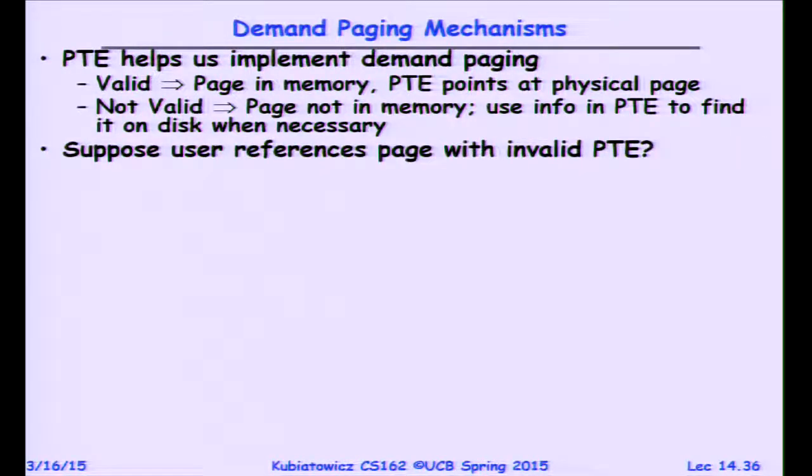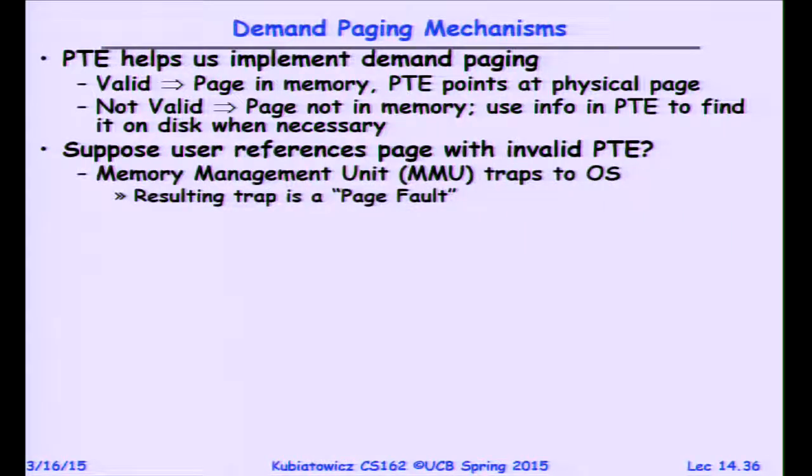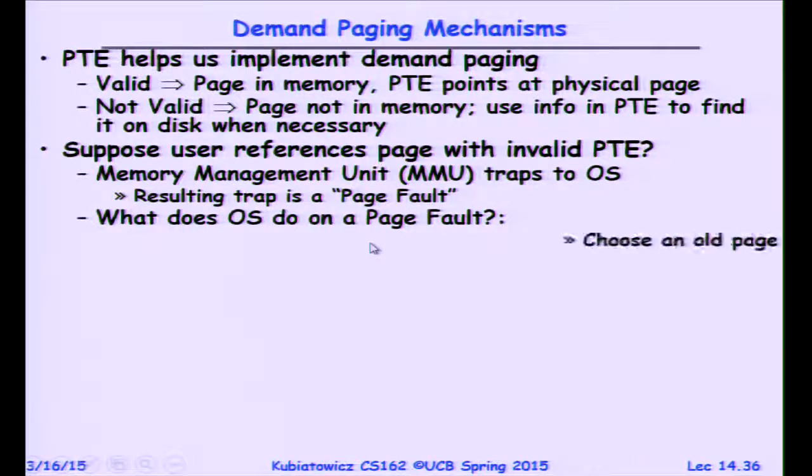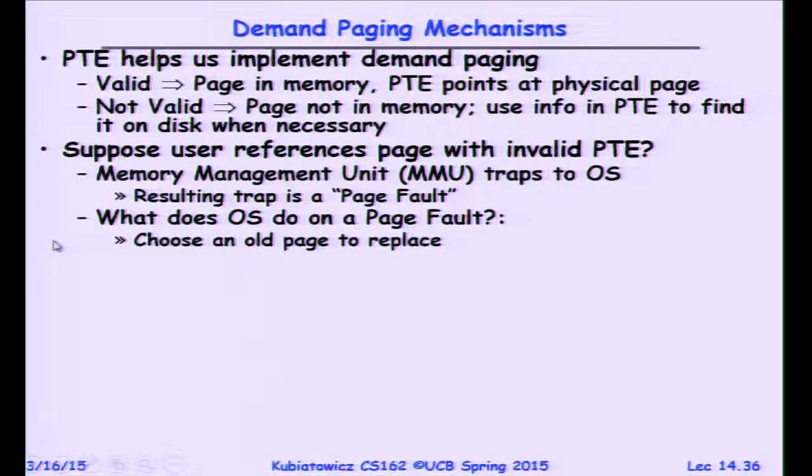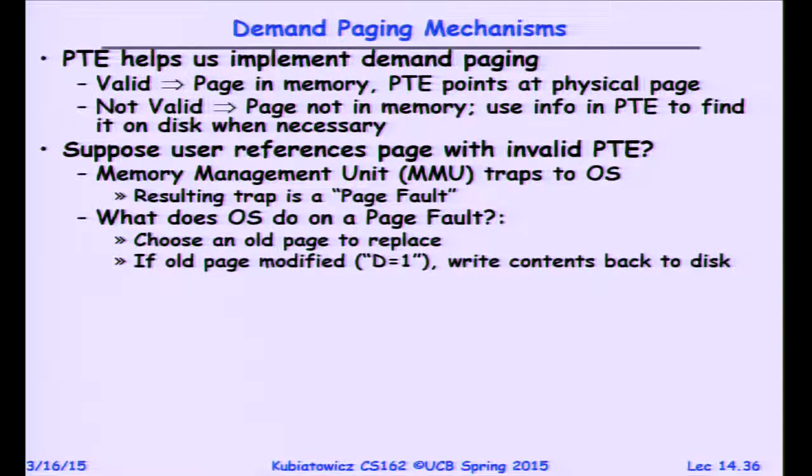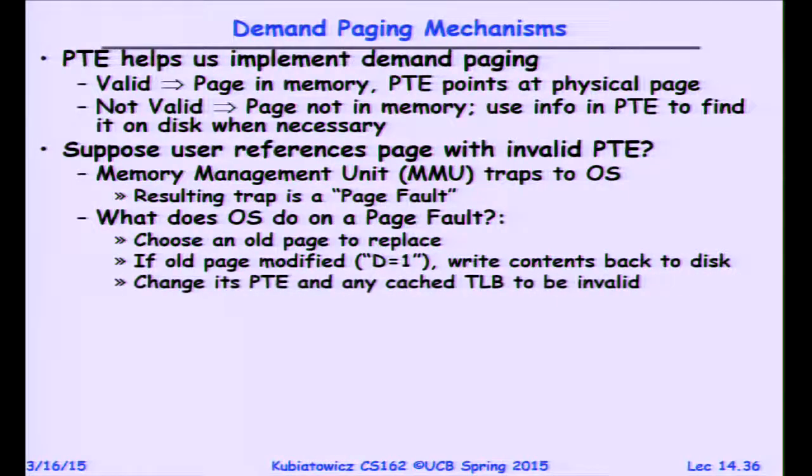Suppose the user references a page with an invalid PTE. The memory management unit perhaps traps to the OS, giving a page fault, or it does a hardware walk, if that's an option. What does the OS do on a page fault? Chooses an old page to replace. If the old page is modified, dirty, it's got to write the contents back to the disk. It's got to change the page table entry to be invalid of the page it's about to kick out.